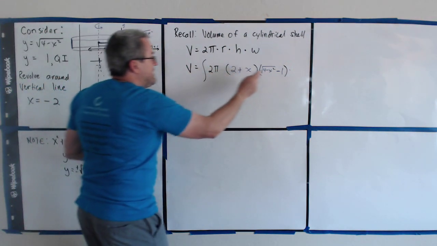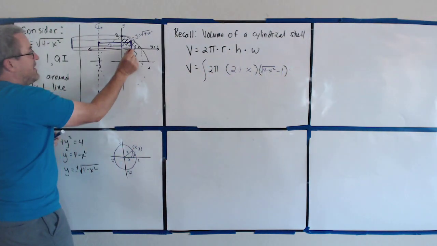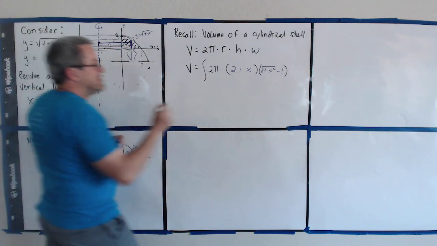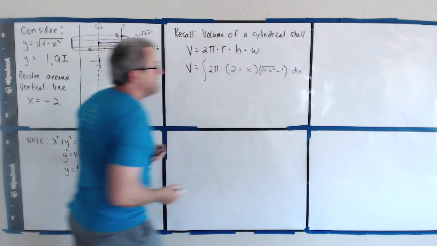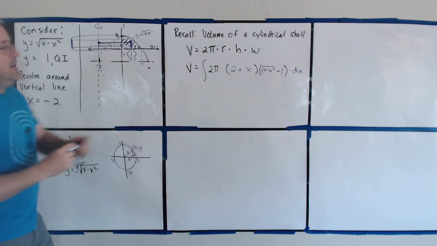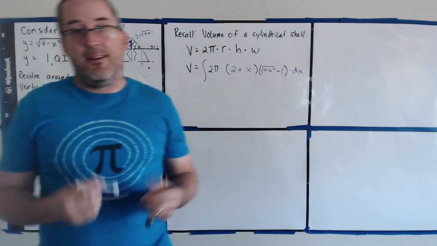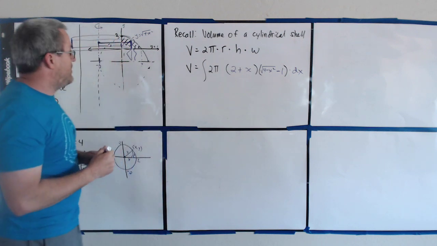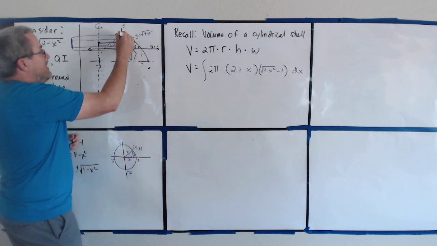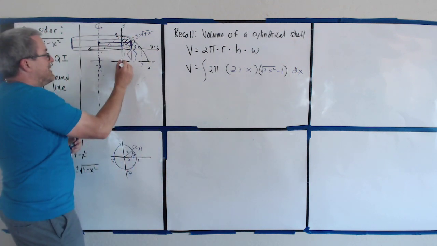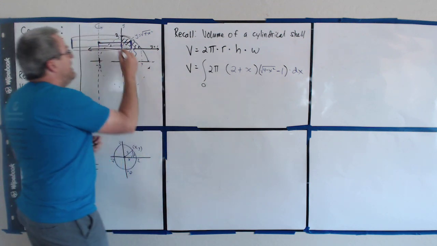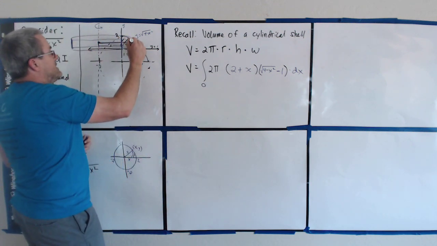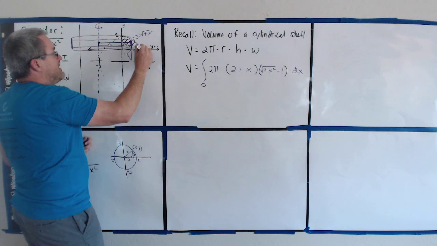So 2 pi times the radius times the height times the width. The width is just that little change in x. Now, from what to what? The integration limits here are going to be something we got to work on. For sure, our first slice would be when x equals 0. And then we're going to slice, slice, slice until we get to here.